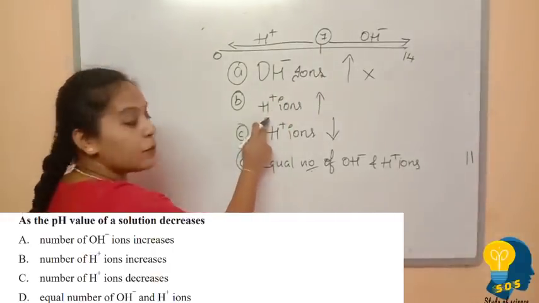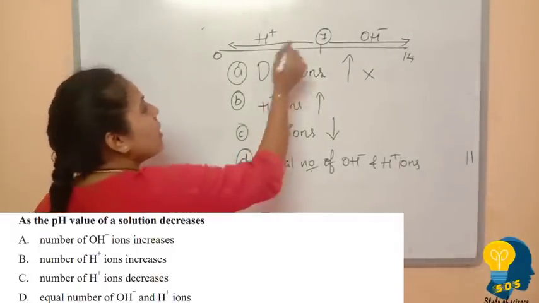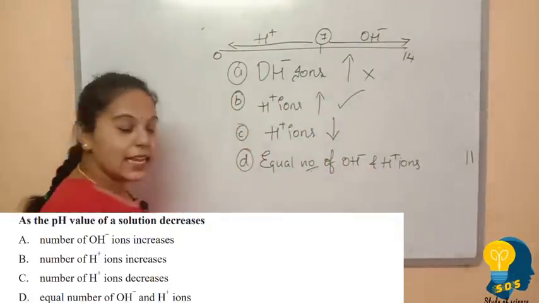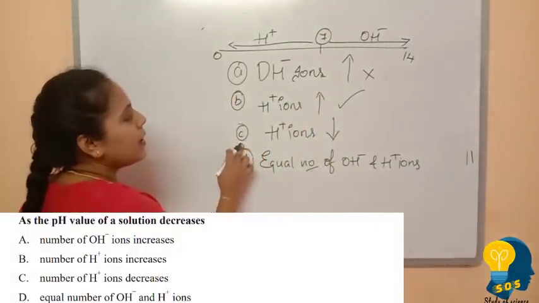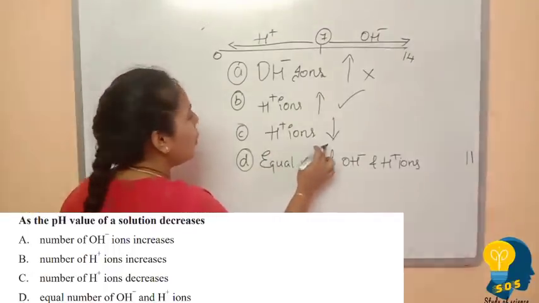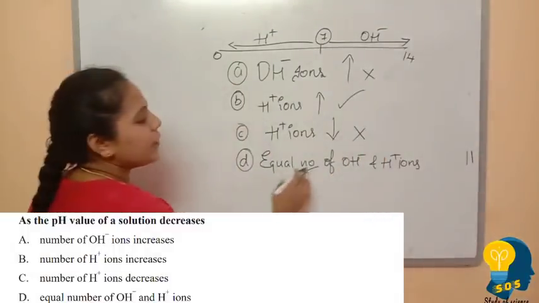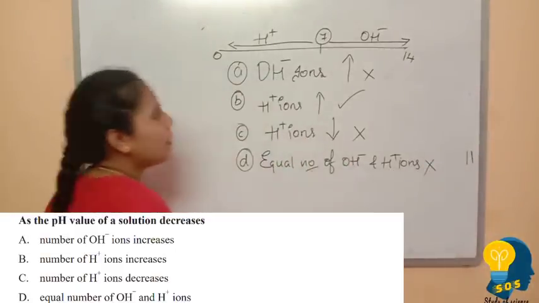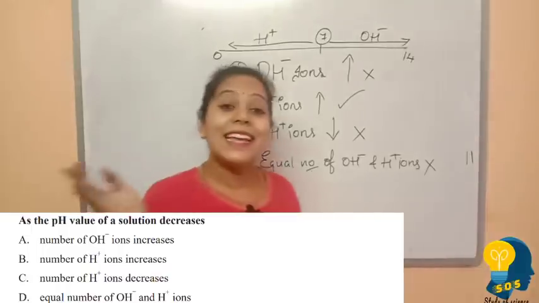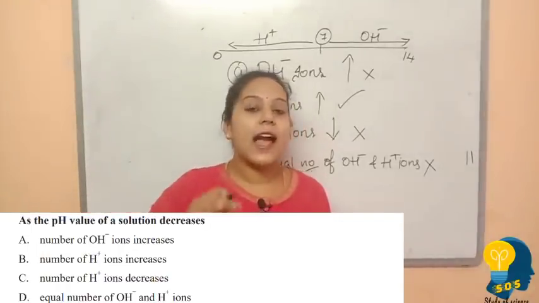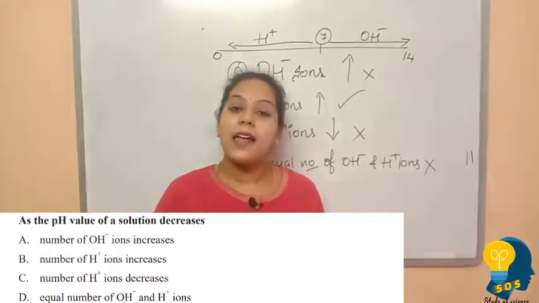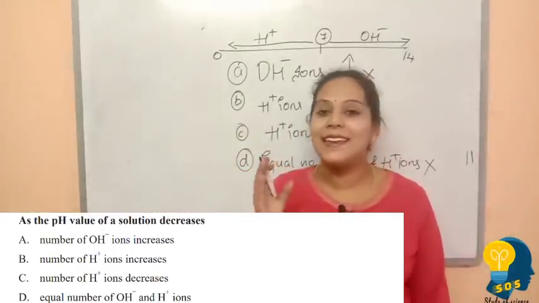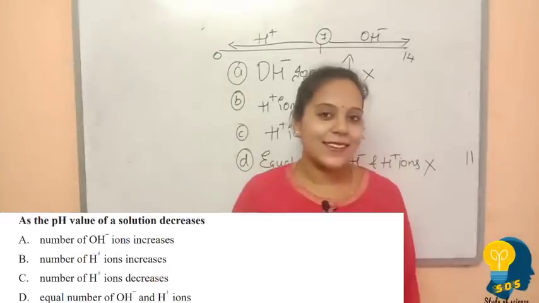Second option, H plus ions increase. Yes, when the pH value decreases, H plus ions increase. And option C, H plus ions decrease. No, it is not correct. Equal number of OH and H plus ions will be there. This is also not correct, because pH value is decreasing. As it decreases, acidic value increases. As acidic value increases, H plus ions also will increase. Hope you understood the answer.